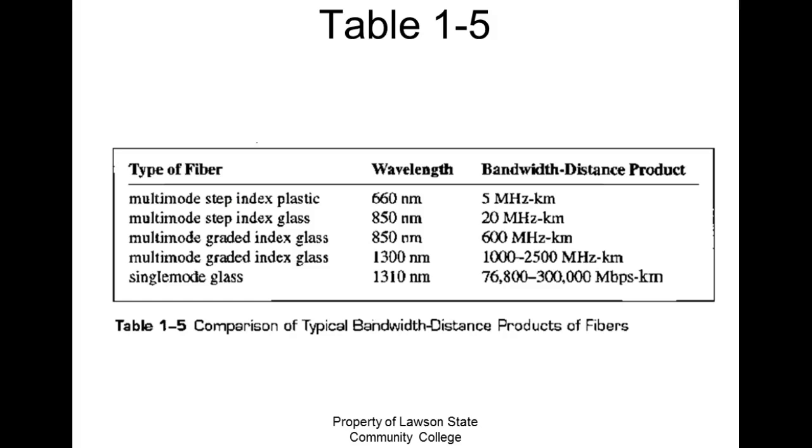Single mode cable is anywhere between 76,800 to 300,000 megabits per kilometer. So we've got two options. We can reduce the distance and increase the speed, or we can reduce the speed and increase the distance. Does that make sense? Are we okay?